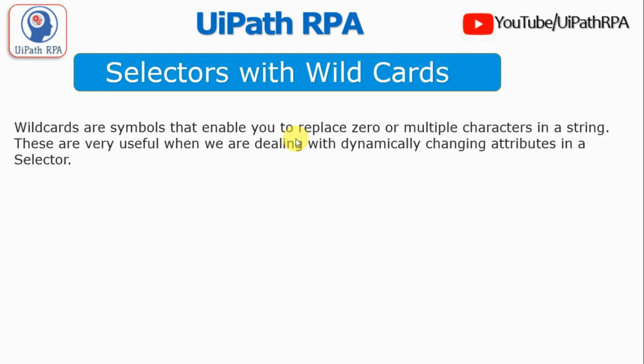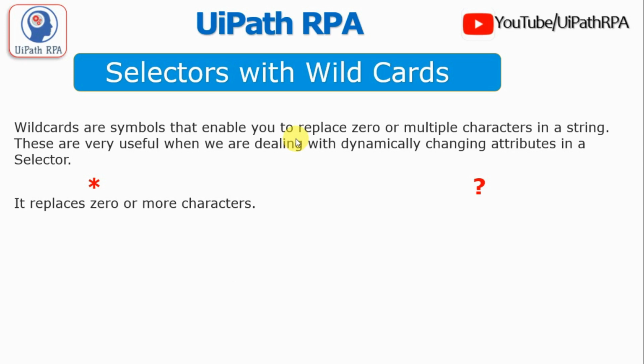Wildcards are symbols that enable you to replace zero or multiple characters in a string. These are very useful when we are dealing with dynamically changing attributes in a selector. There are two wildcards used in UiPath, and these are the only supported wildcards. First is asterisk and second is question mark.